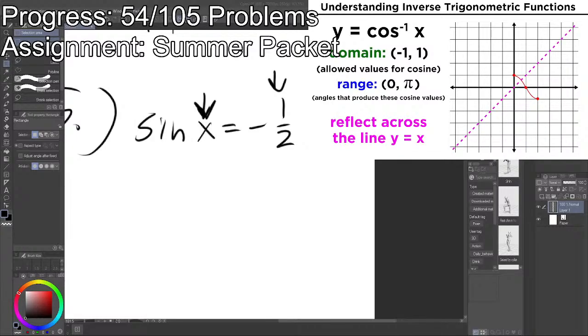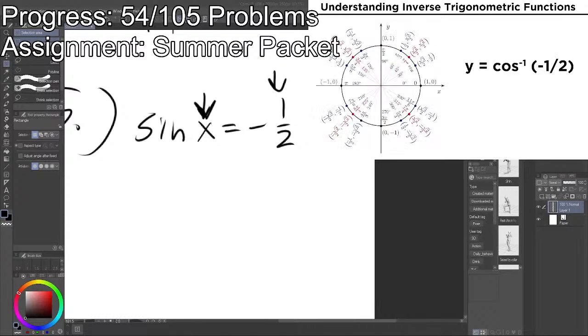So we take the graph of cosine x from 0 to pi and we reflect it across the line y equals x to get the inverse cosine function. As we would expect, the domain is -1 to 1 and the range is 0 to pi. What is the inverse cosine of -1/2? Well, that would be the angle in this interval that gives a cosine value of -1/2. And if we remember the unit circle, we know that must be 2/3 pi.